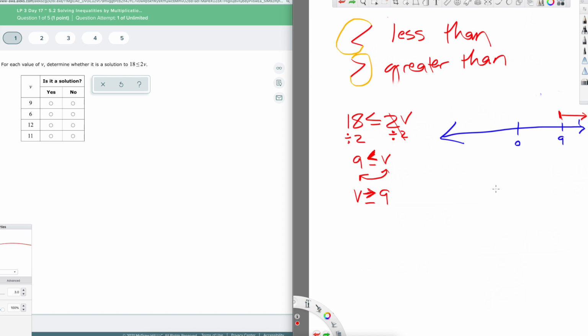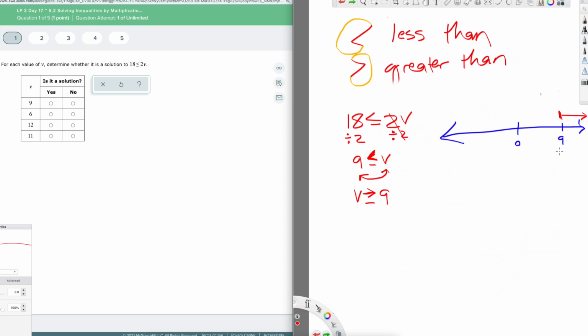So that's the whole purpose when I say graphing it, and think of the graph, we want it to be variable, inequality sign, number. It doesn't work if it's backwards. This is pointing in the wrong direction because we want it to be the variable first. So now we're just going to look at these numbers and say, do they work?